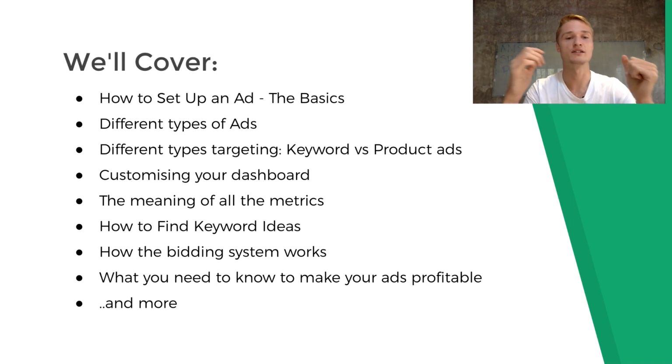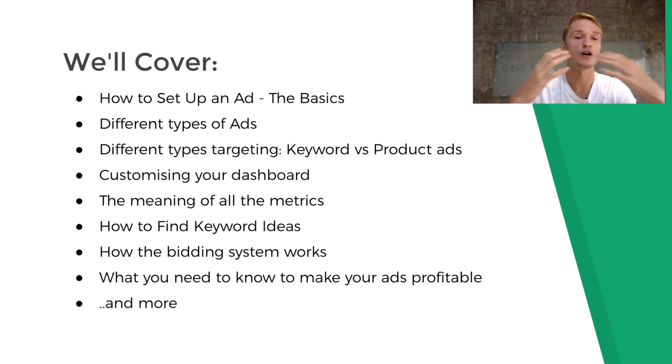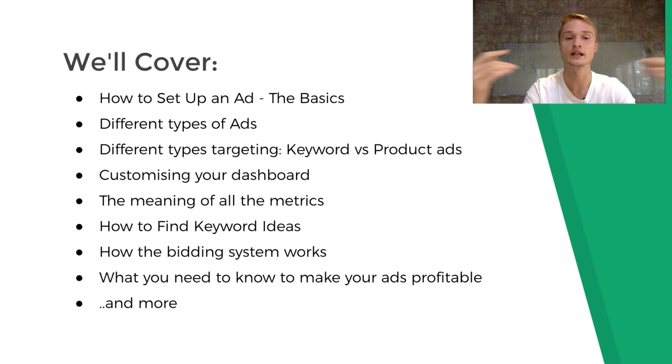What we'll be checking out more specifically in this course is how to set up an ad. We'll start with the basic stuff. I'll walk you through the different types of ads that there are. I'll let you know about the different types of targeting, keyword targeting versus product targeting. Then we'll look at customizing your dashboard, simple but important. Then the meaning of all the metrics as well, not the most complex stuff in the world, but still very important to understand. Then I'll give you some suggestions on how to find keyword ideas. Then we'll look at how the bidding system works.